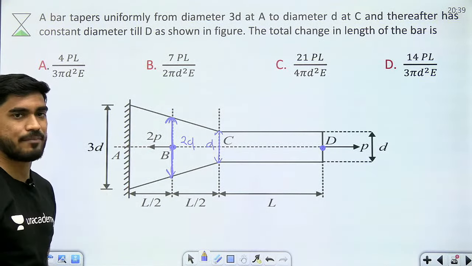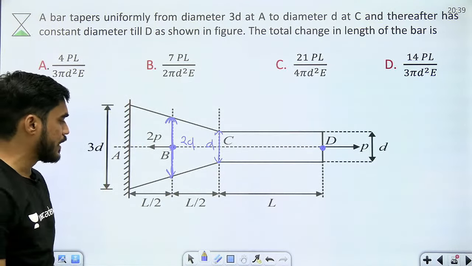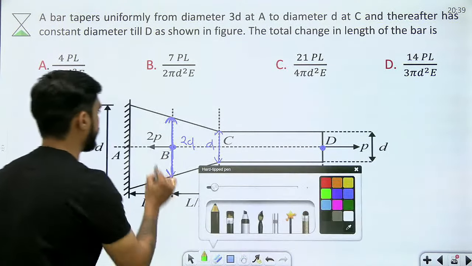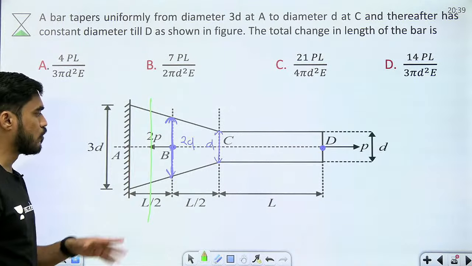Now delta L of AB is a tapered bar. Now consider a cross section, consider a section here. What will be the force in AB?